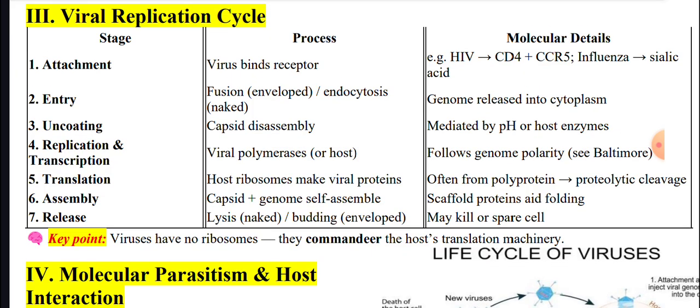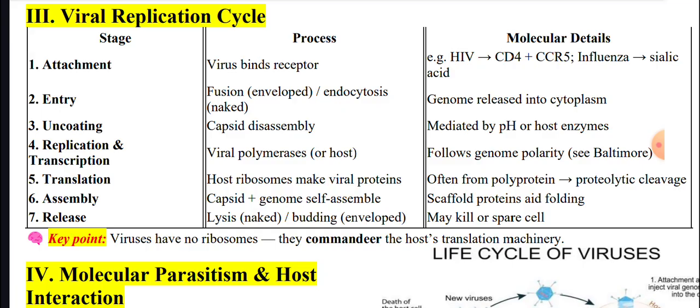The virus needs to make copies of its genome and make mRNA to produce proteins. Exactly. Depending on the class, it might use the host's DNA polymerase in the nucleus, class 1, or its own reverse transcriptase, class 6, or its own packaged RNA polymerase, class 3. The goal is twofold: replicate the blueprint and transcribe the messages.